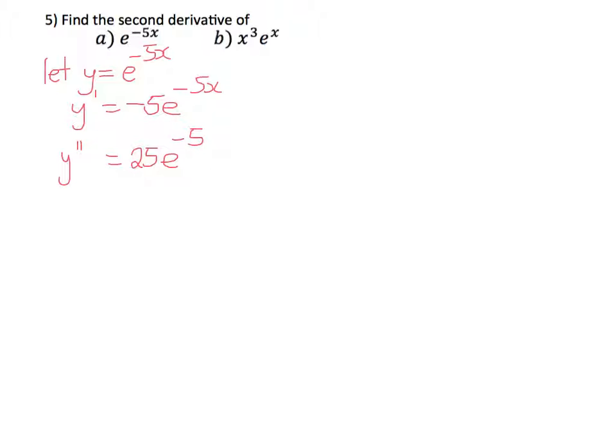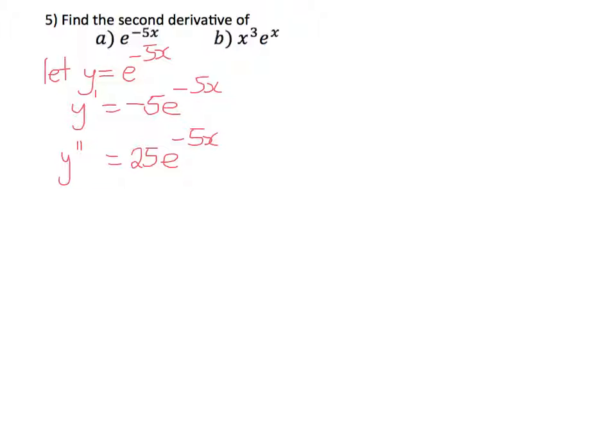Okay, find the second derivative. So just like you're differentiating before, let's do some different notation. Let y equal e to the negative 5x. That means y dash is going to equal negative 5 e to the negative 5x. And then y double dash means we have to multiply this by negative 5, because negative 5 is the derivative of that power.